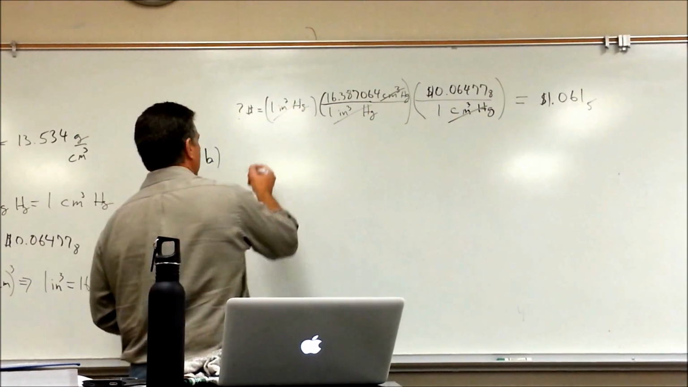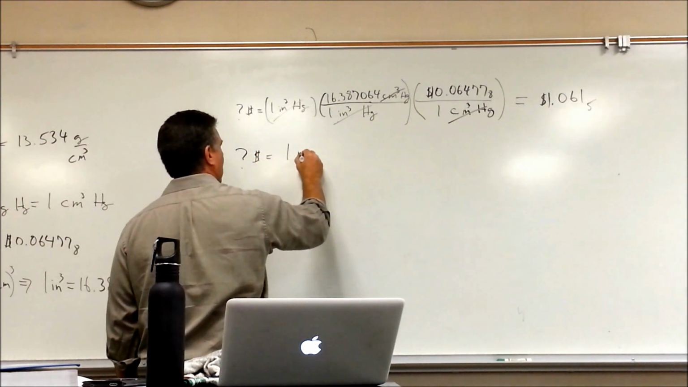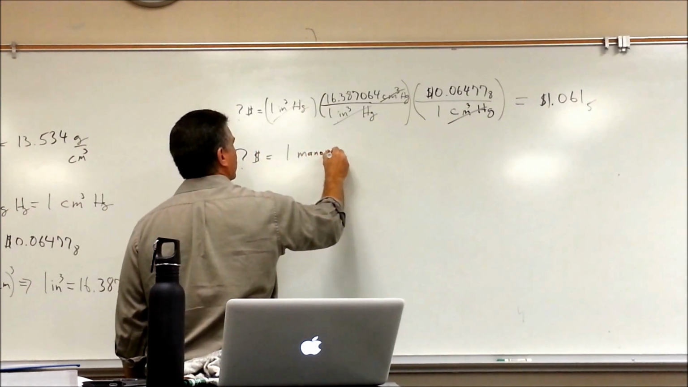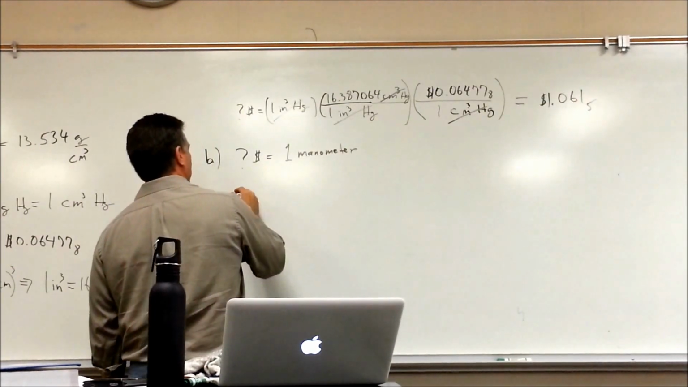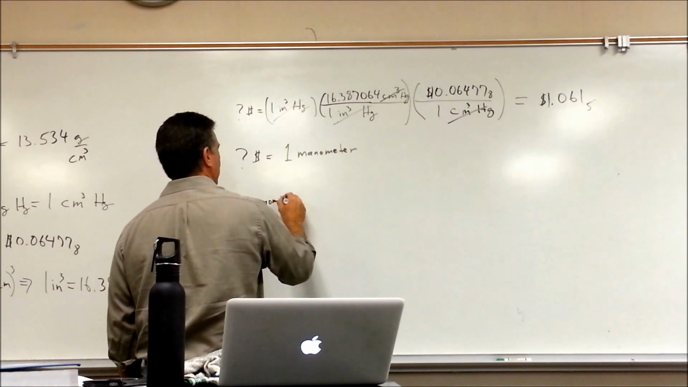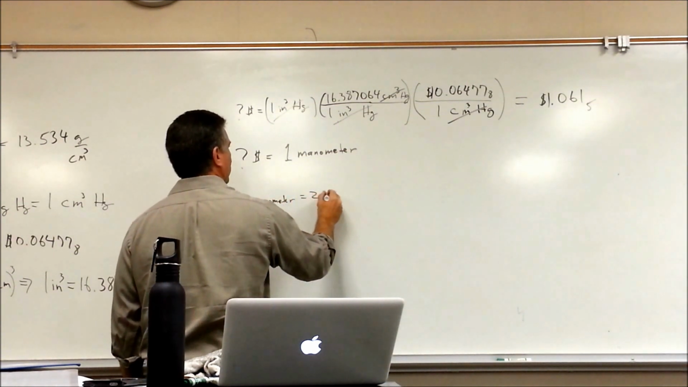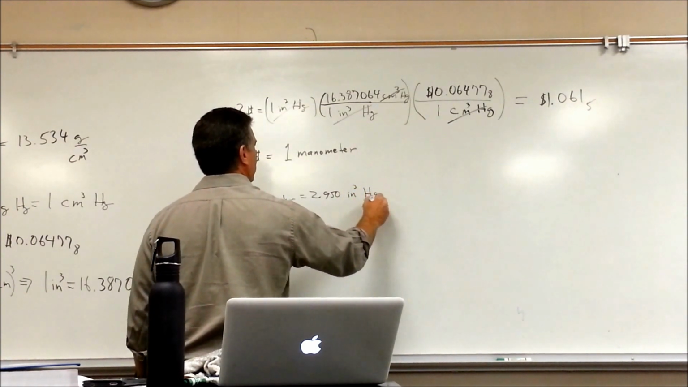So the question is, how many dollars is equal to 1 manometer? The relationship is that 1 manometer is equal to 2.950 inches cubed of mercury.